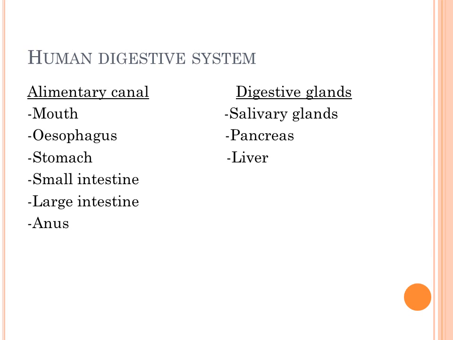Human digestive system. Alimentary canal along with the digestive glands forms the human digestive system. The food is taken in with the help of mouth. It goes to different organs and finally it removes undigested food with the help of anus. Alimentary canal has got mouth, esophagus, stomach, small intestine, large intestine and anus. Digestive glands has salivary glands, pancreas and liver.